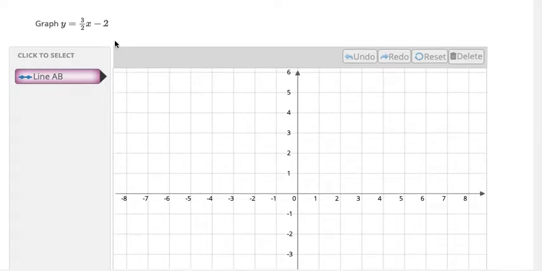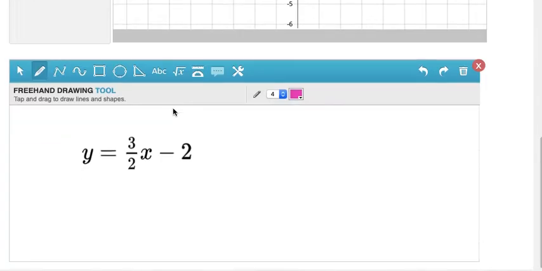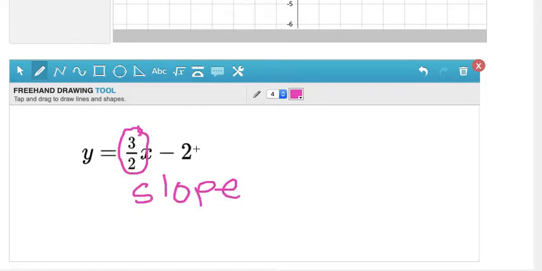In this question, we're asked to graph this line, y equals 3/2 x minus 2, or 3 over 2x minus 2. So first, let's take a look at this equation. Now remember, we have two parts, right? We have this 3 over 2, and that is the slope. And we have this negative 2, and that's the y-intercept.